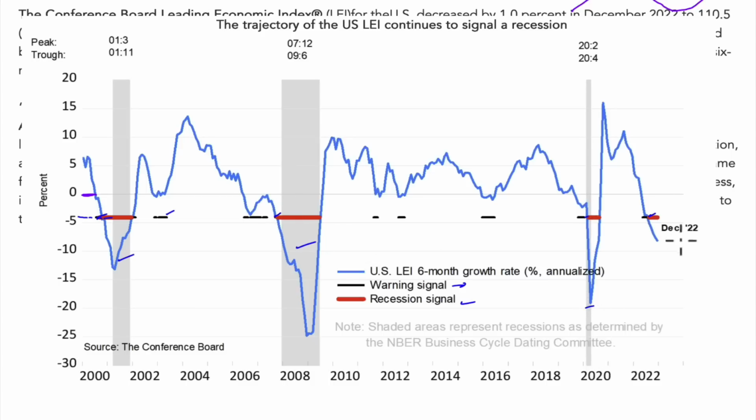Signal starts, well, what do you think is going to happen here? These are all leading indicators, and they're all pointing to a recession. Once you pass that negative 4% over a 6-month period, recessions typically tend to follow. It's because of the momentum behind it.